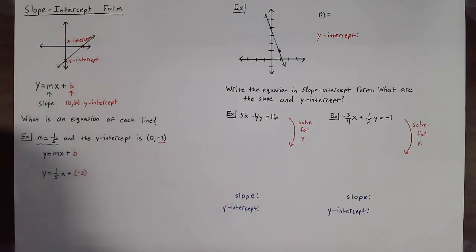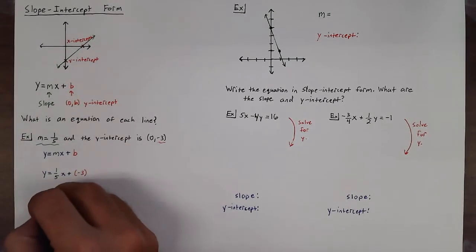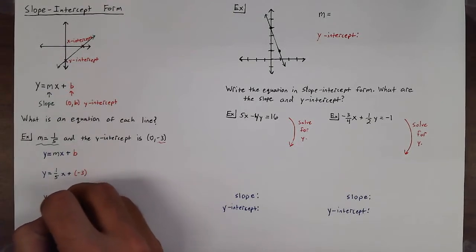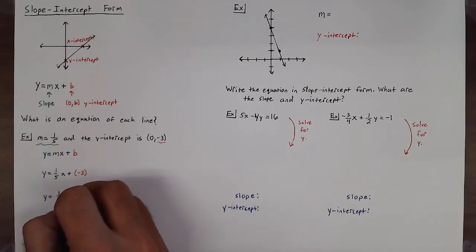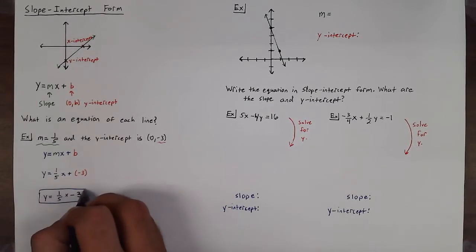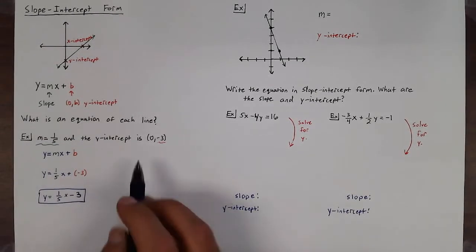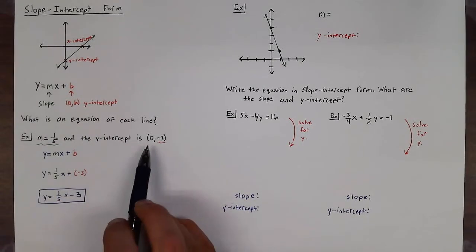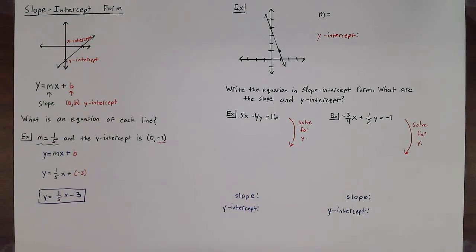Simplifying my statement here, I have y is equal to 1/5 x minus 3. And that's it. You have now created the equation of a line that has that slope and that y-intercept. Now let's say, for example, we don't have information written out about a line, but we can see visually what the line looks like. We could still go through the same process.